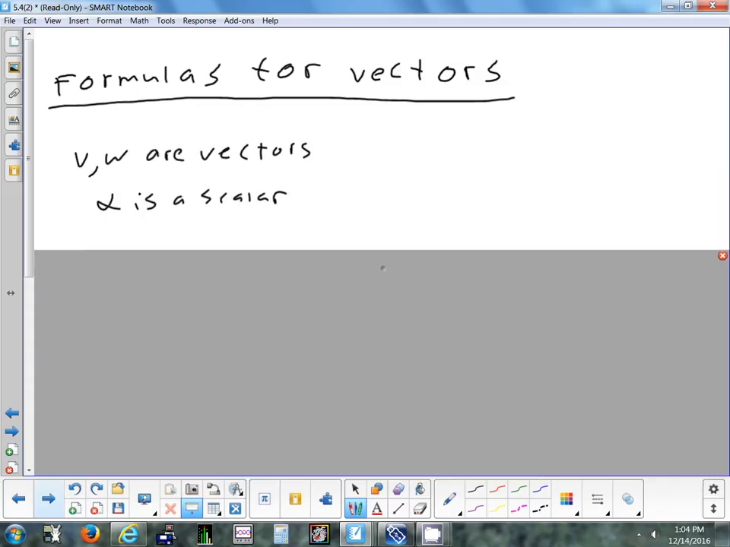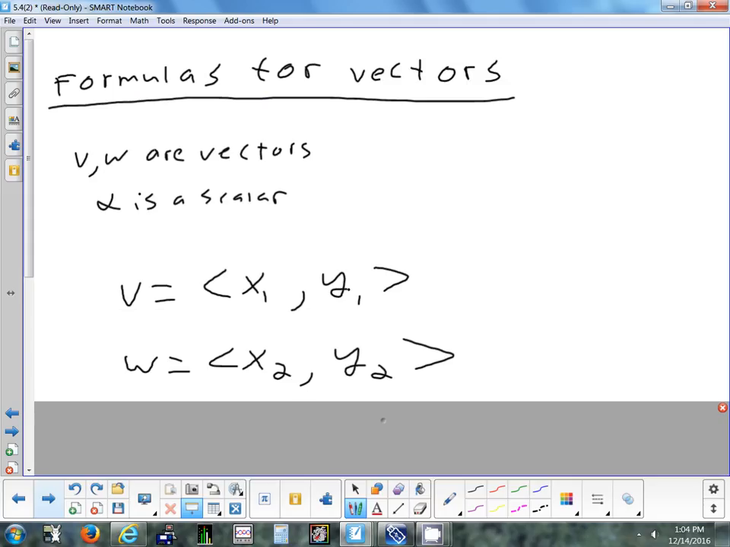The formulas that I'm going to show you are going to use 2 vectors, V and W. They stand for vectors. And alpha is going to be a scalar. Remember, a scalar is just a number. 2 is a scalar for V. It's the number that you're multiplying a vector by. The reason I use alpha for the symbol is because that's what your book does. But alpha just represents a number.